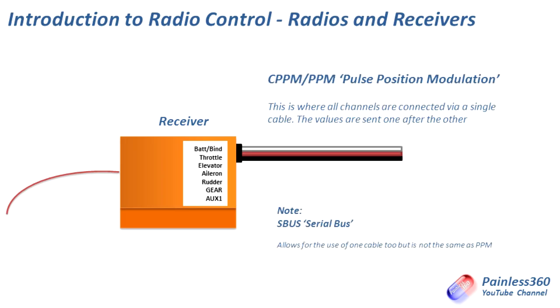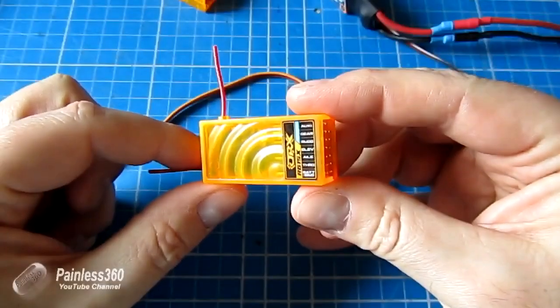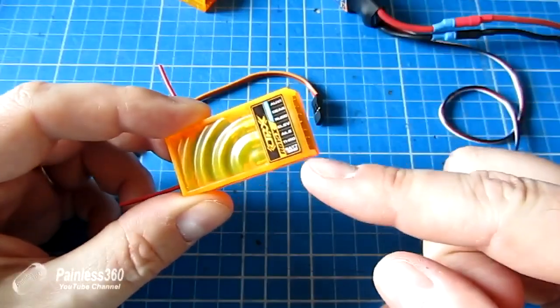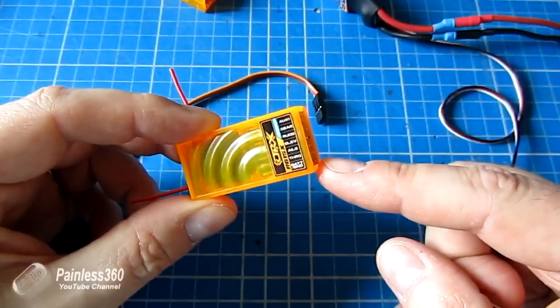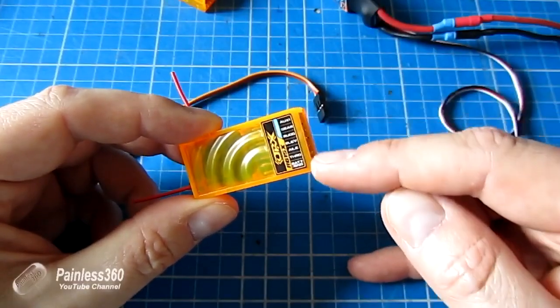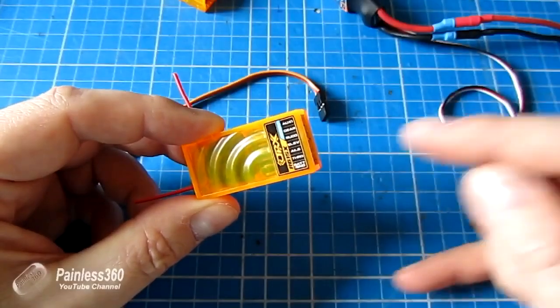Now, there are 2 versions of this. I'm going to talk about PPM, or pulse position modulation, or CPPM it's sometimes called as well. CPPM or PPM uses one single cable, and you'll normally notice, like for example on these receivers, these are the Hobby King R615X's. If I plug a cable into the battery bind port, that is where my PPM signal comes out of, and that is all of the signals for all the other channels, one after the other in a big long stream.